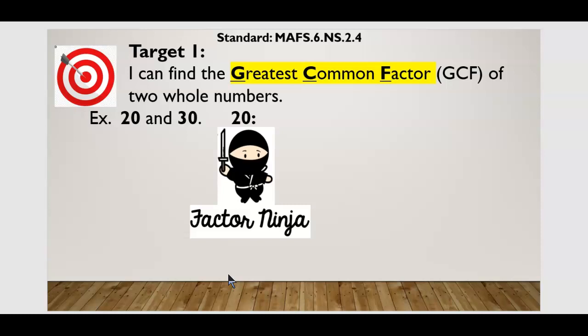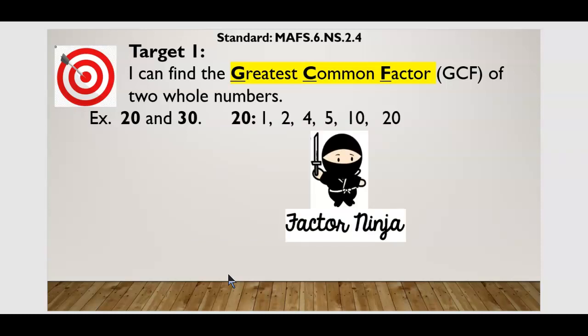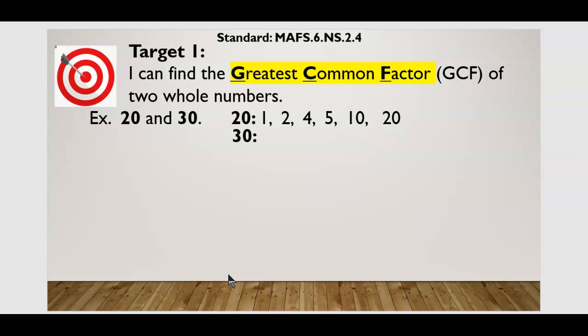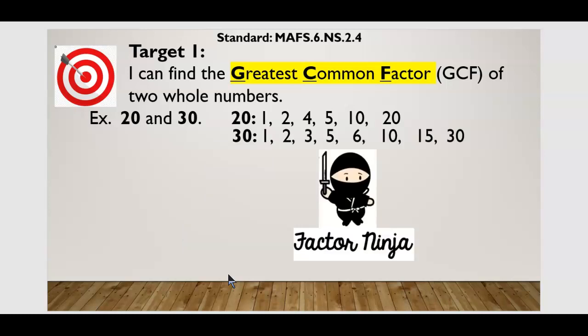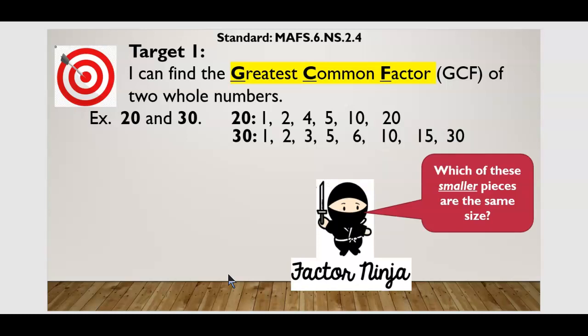Factor Ninja! Chop, chop, chop, chop, chop. Chopped it down into these numbers. And ready? Now we must Factor Ninja! Chop, chop, chop, chop, chop. Whoosh! These numbers. Which of these smaller pieces are the same size? Do you see what I mean by that? Which of these smaller pieces here in yellow and the smaller pieces in blue are the same size?